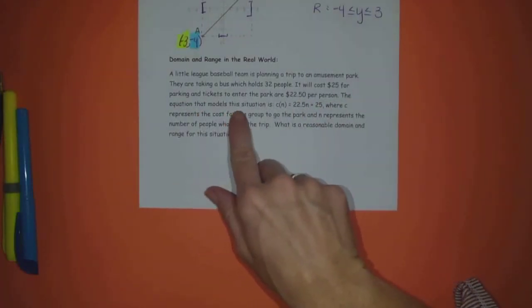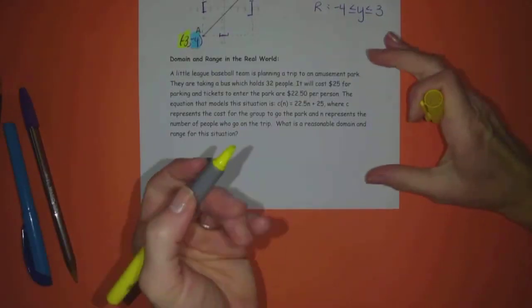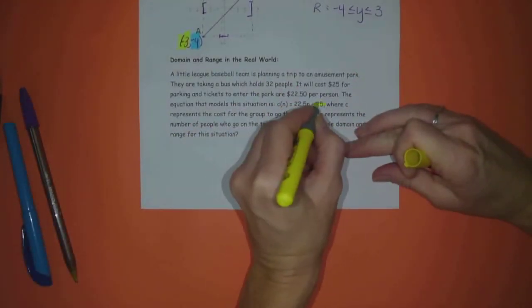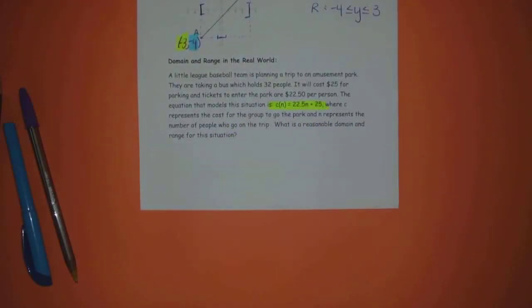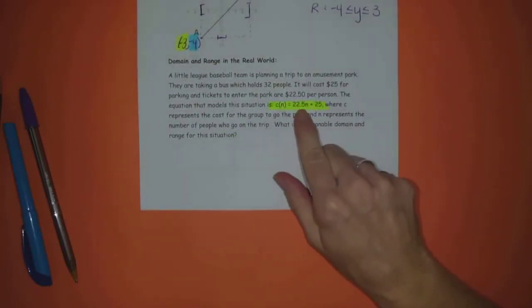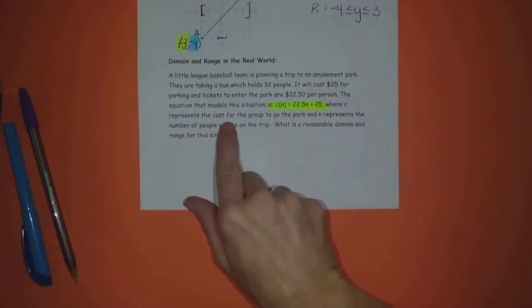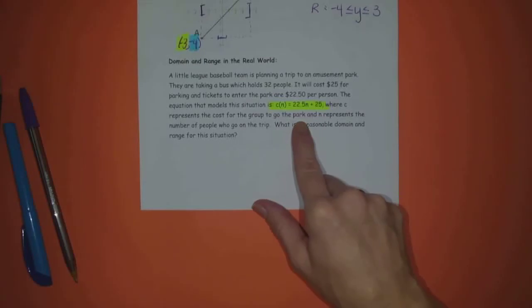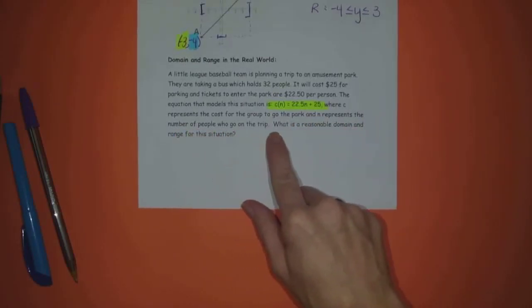The equation that models this situation is, and look at this great function notation, you know, like f of x, g of x? This is C of n. C of n equals 22.5n plus 25, where C represents the cost for the group to go to the park, and n represents the number of people who go on the trip.